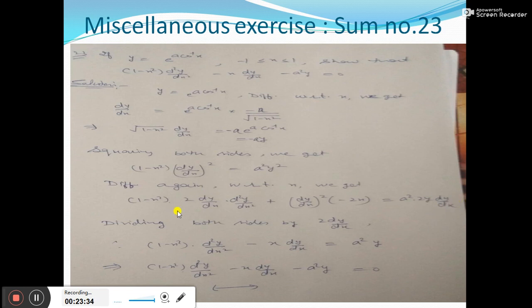As you see, 2 dy by dx is common in all the terms, and that's why we divide both sides by 2 dy by dx, and therefore it becomes (1 minus x square) d square y upon dx square minus x dy by dx is equal to a square y. We take this a square y to the left hand side, and we get the result: (1 minus x square) into d square y by dx square minus x dy by dx minus a square y is equal to 0.